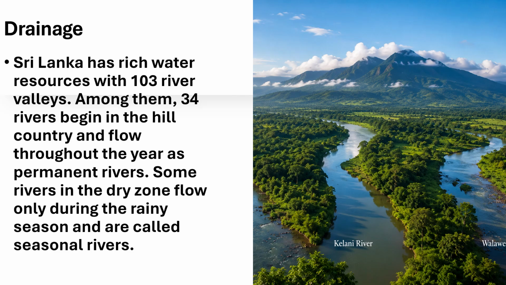Drainage. Sri Lanka has rich water resources with 103 river valleys. Among them, 34 rivers begin in the hill country and flow throughout the year as permanent rivers. Some rivers in the dry zone flow only during the rainy season and are called seasonal rivers.